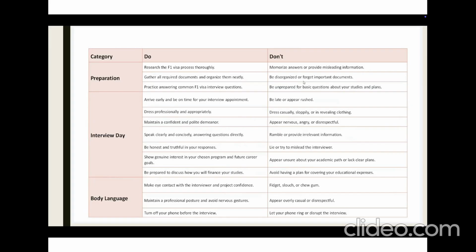So here we have tried to categorize the do's and don'ts for the visa interview. Research the F1 visa process thoroughly. Gather all the required documents and organize them neatly. Practice your answers. Speak clearly and concisely. Answer questions directly. Be honest. Show genuine interest in your chosen program. Be prepared to discuss how you will finance your studies.